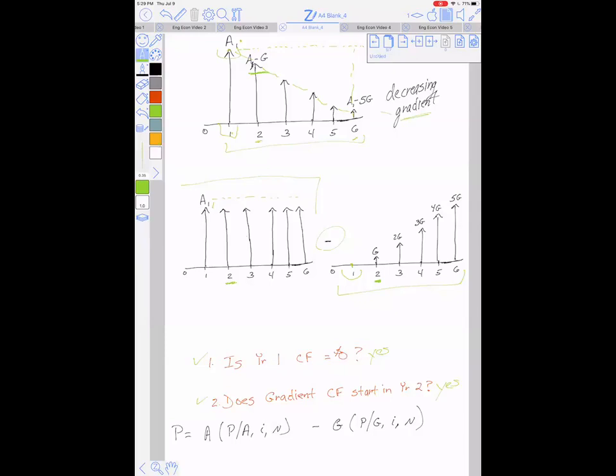So the general form to find P of this decreasing gradient would be the amount of the annuity times the factor, find P given A, minus the amount of the gradient times the factor, find P given G. And that's how you could find the present value of a decreasing gradient. Let's do an example.